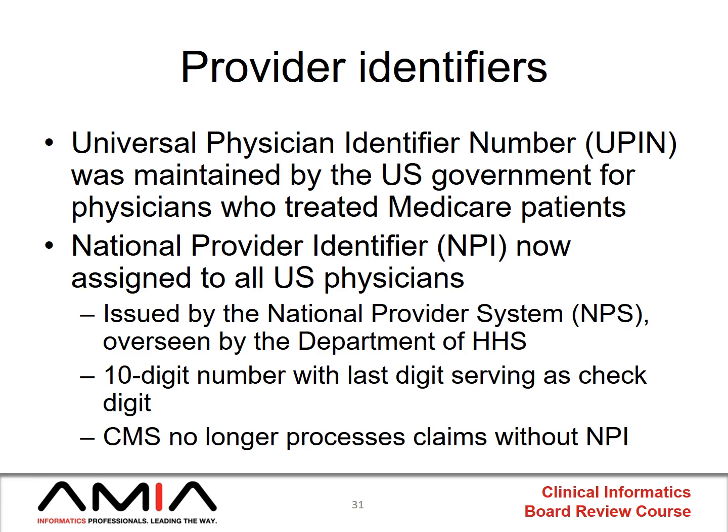And so a new system was developed called the National Provider Identifier, or NPI, and this is assigned to all U.S. physicians through the National Provider System, which is overseen by the Department of Health and Human Services. It's a 10-digit number with the last digit serving as a check digit, and in fact, CMS will no longer process healthcare claims without use of an NPI.